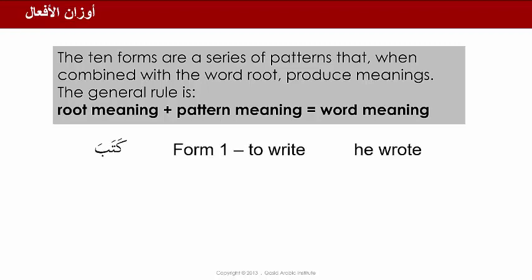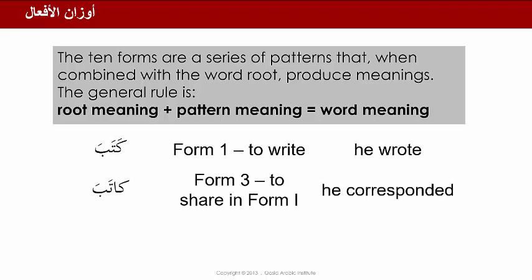So here we have kataba, which means he wrote. It's form 1. Kataba is form 1 with a root kaf, ta, ba. Form 1 is fa'ala, yaf'alu. Or here, kataba yaktubu, which is fa'ala yaf'ulu. And when we have kataba here as fa'ala, it means the past tense, which is he wrote.